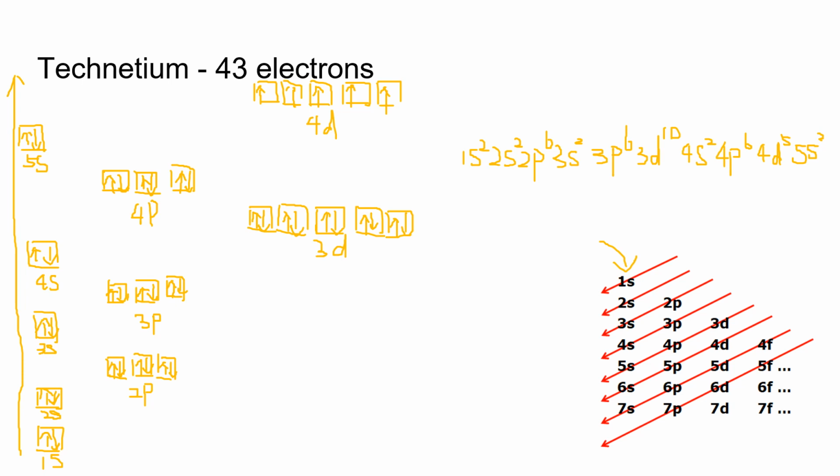And we can actually write it in the short form, using Kr, which is the noble gas before this element, and then 5s2. So both of these methods are correct. Both of these can represent the electron configuration of this element.